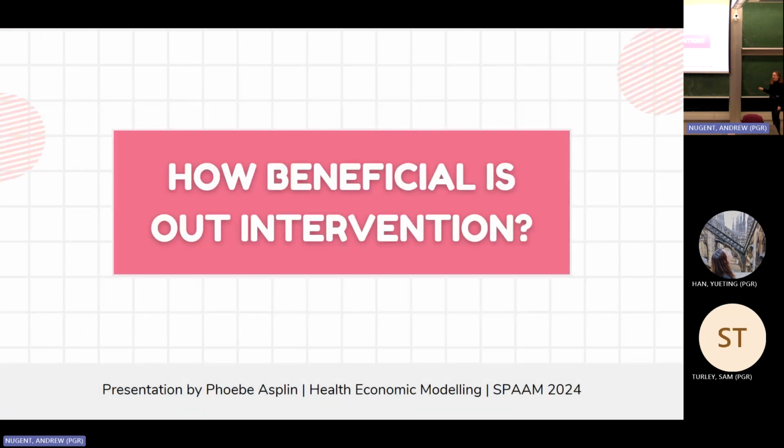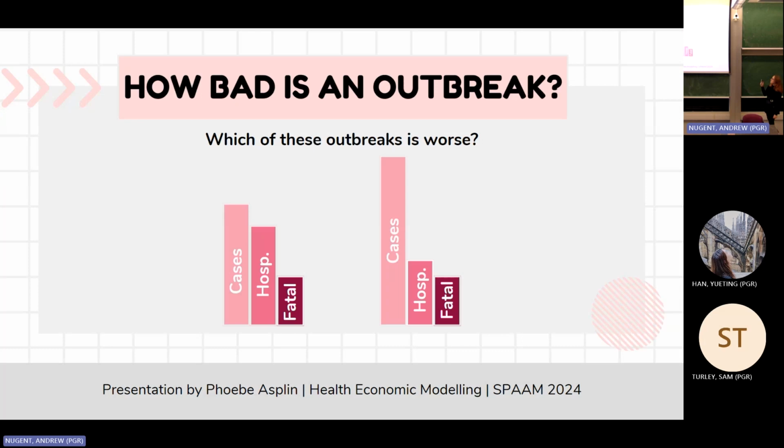So in order to figure out how cost-effective an intervention is, first we need to go back a bit and figure out how beneficial our intervention is. So how can we figure out how bad an outbreak is? We've got these two outbreaks. One of them has slightly fewer cases, but quite a lot of hospitalizations. Another one has way more cases but fewer hospitalizations. How do we balance this out? At what point would we rather have more cases or more hospitalizations?